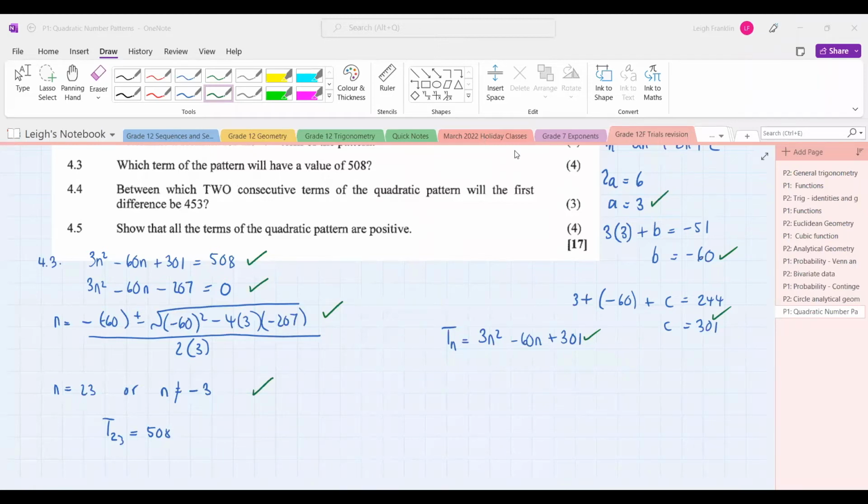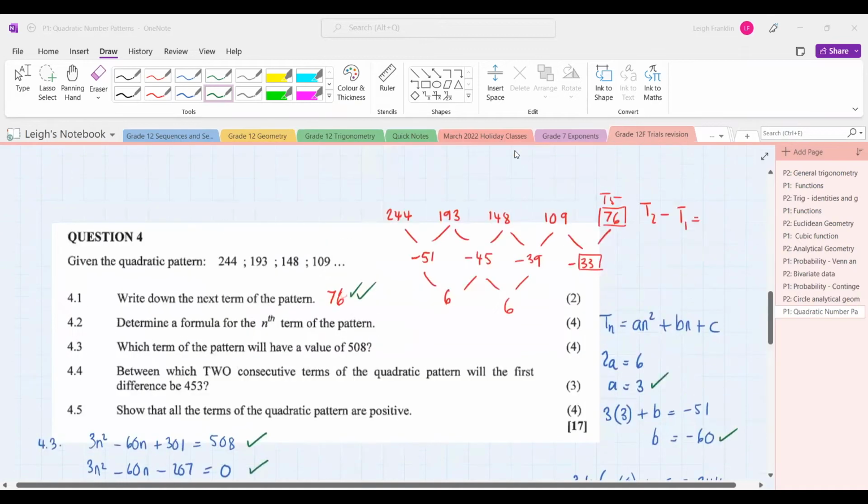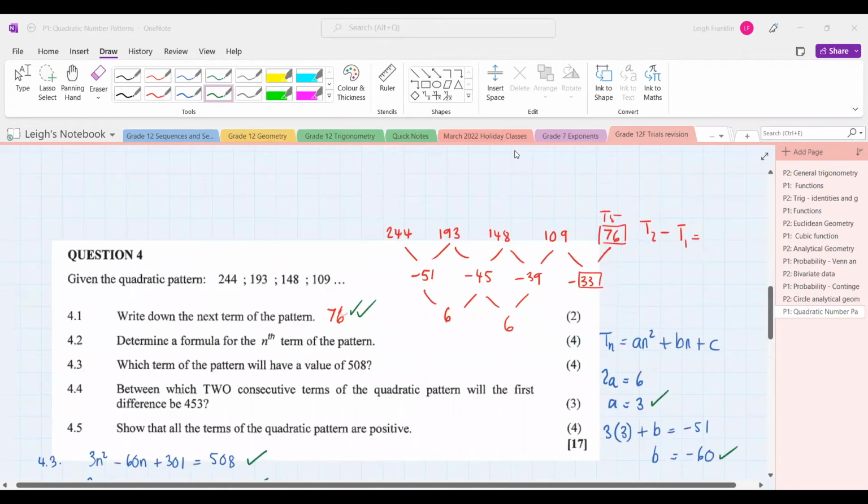In 4.4, they have asked us between which 2 consecutive terms of the quadratic pattern will the first difference be 453? So how are we going to work that out? Between which 2 consecutive terms is the first difference going to be 453?